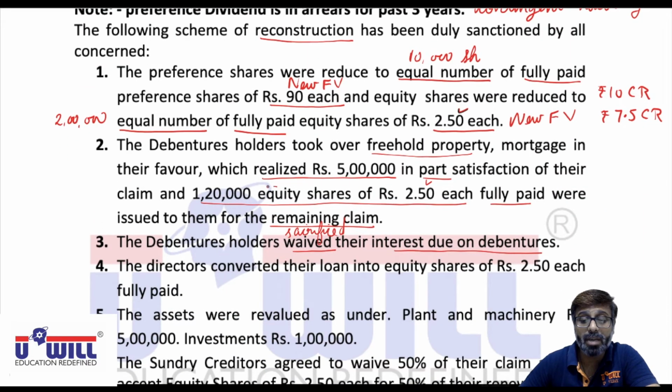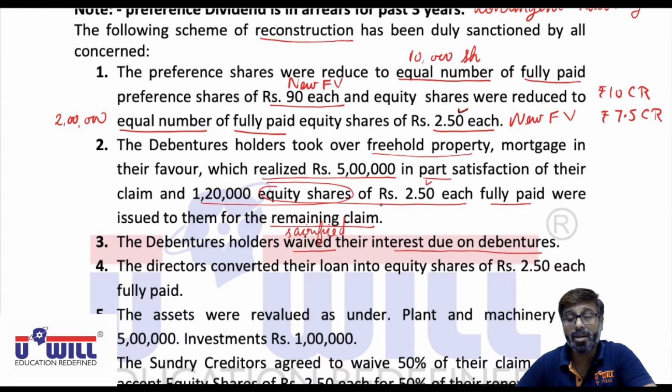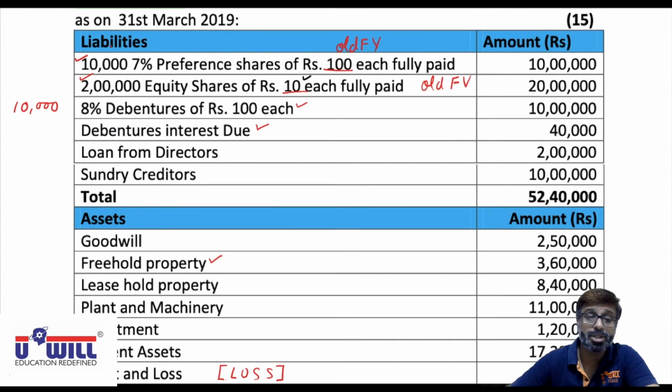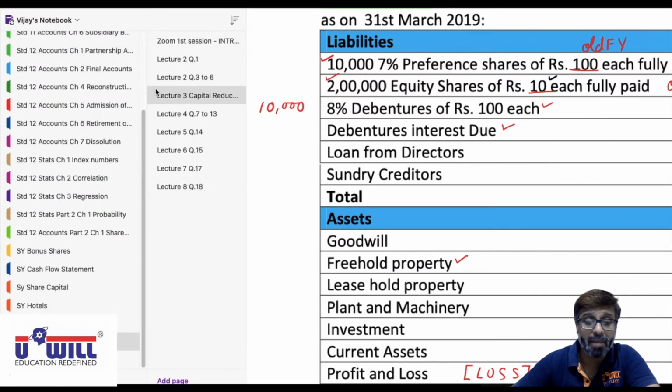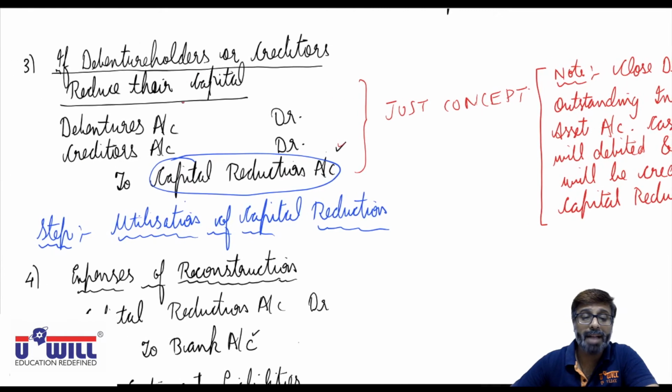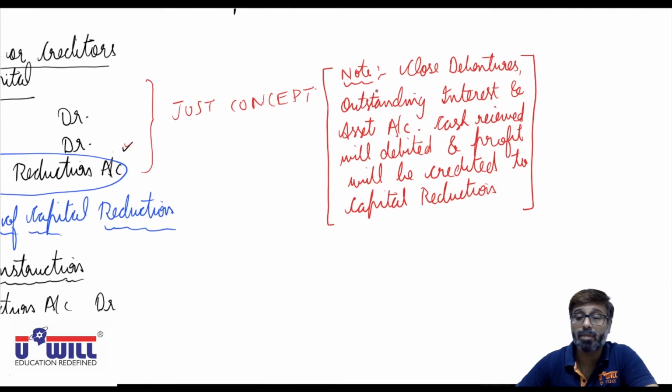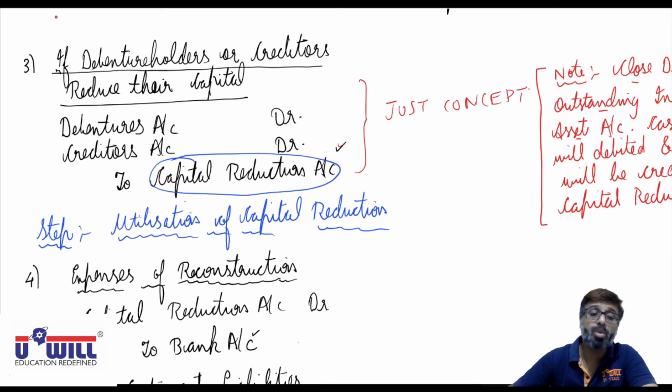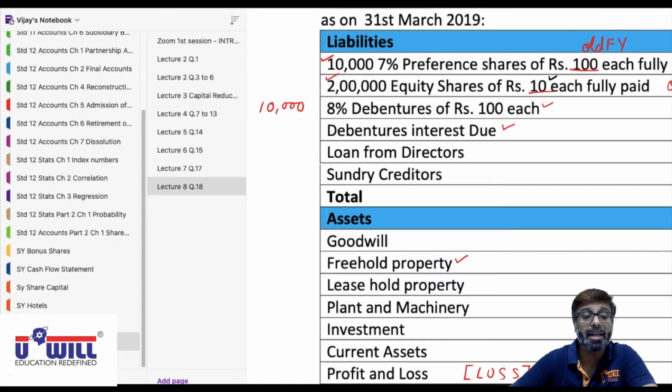Further we are issuing them equity shares, so equity shares go out, credit what goes out. Equity share capital you credit with 1,20,000 into 2.5 and the remaining amount you transfer to capital reduction. Okay, we have done this earlier also and I made you write in the concepts that the actual entry of debenture holders we discussed is just a concept. What you will do is close debentures, outstanding interest and asset account. Cash received will be debited, but here we have not received any cash. We have issued them equity shares in part settlement, so that point will not come. And profit will be credited to capital reduction. So whatever balancing figure remains will be credited to capital reduction.